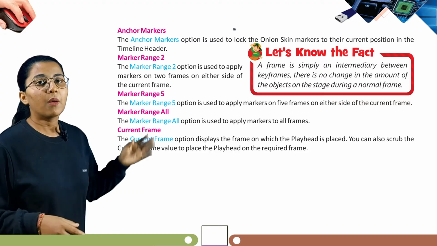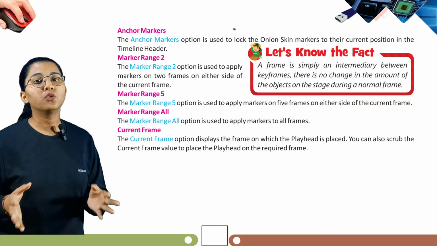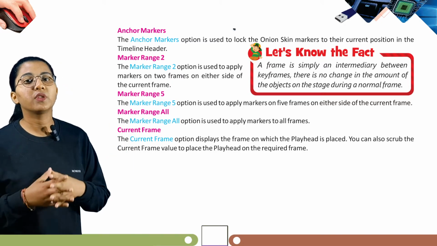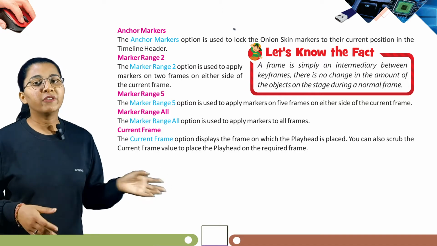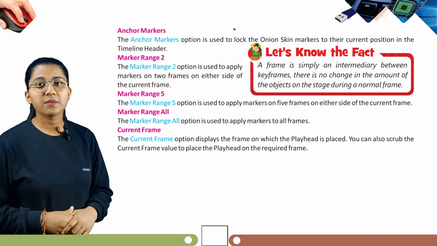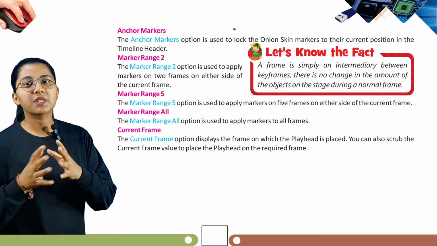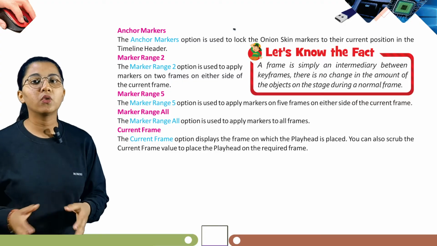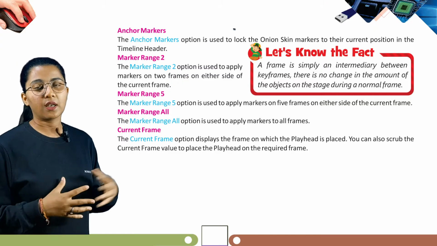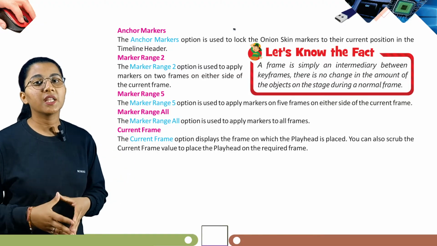Next, we have Marker Range 2. The Marker Range 2 option is used to apply the markers on two frames on either side of the current frame. So students, before we learn further, it's time to know an interesting fact: a frame is simply an intermediary between keyframes. There is no change in the amount of the objects on the stage during a normal frame. Now let's continue our topic, that is Marker Range 5.